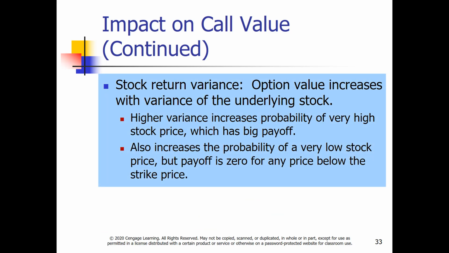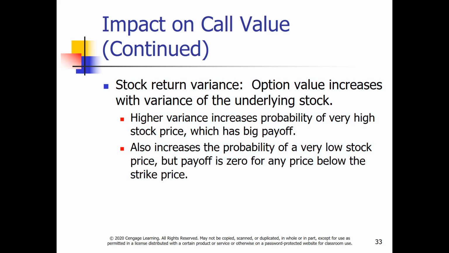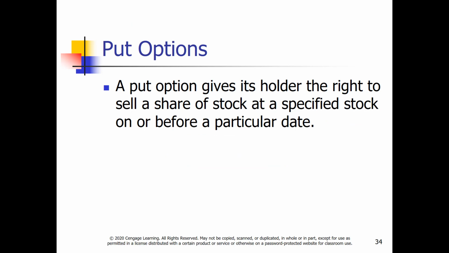The last one is important. As the variance of the returns on the underlying stock increases, so does the value of the option. This is completely opposite to the impact on the value of a share of stock, where volatility is a negative. The reason is that higher variance increases the probability of the stock price rising, and with a call option, there's no downside.